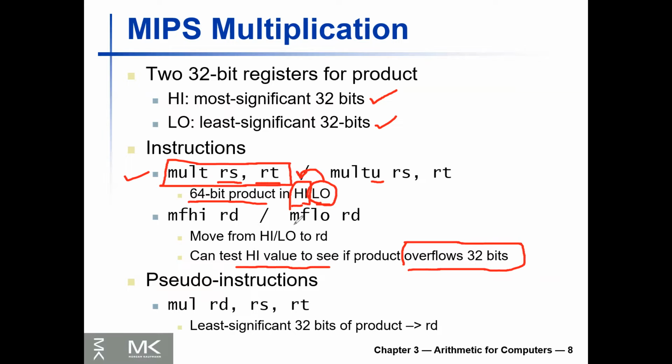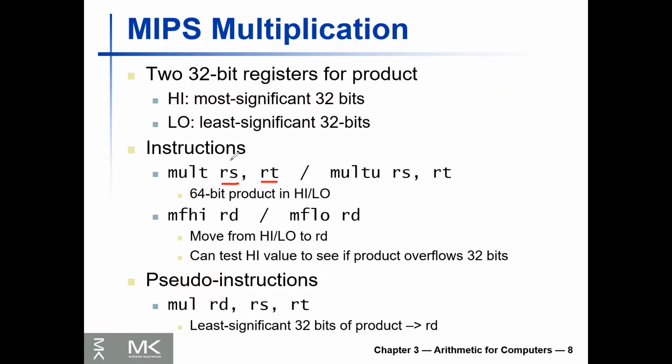But if the numbers you are supplying are, for example, as in the previous case, 2 and 3, then when you multiply, your result is 6, which is going to be stored inside the LO register. To store the value 6, LO is sufficient. We don't need to use HI.